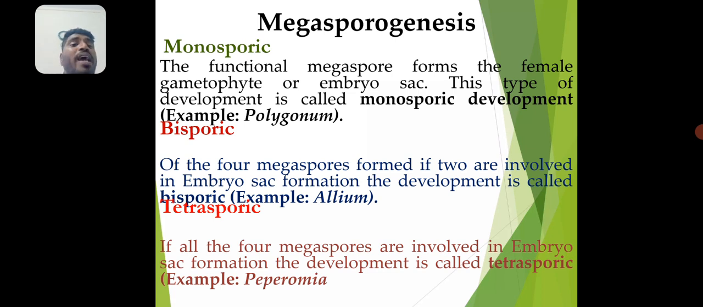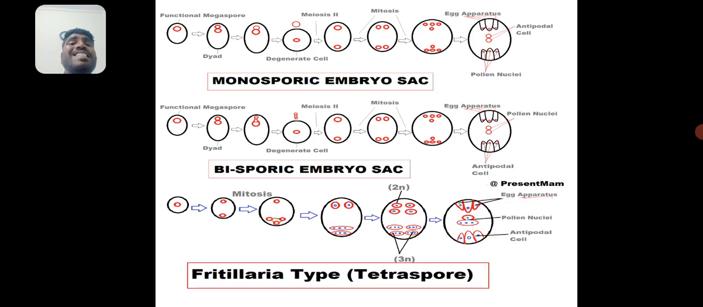Then bisporic: of the four megaspores formed, if two are involved in embryo sac formation, the development is called bisporic. Example: Allium. The third one is tetrasporic. If all four megaspores are involved in embryo sac formation, the development is called tetrasporic. Example: Peperomia. This is the formation of the embryo sac: monosporic, bisporic, and tetrasporic. A tetrasporic example plant is Fritillaria.